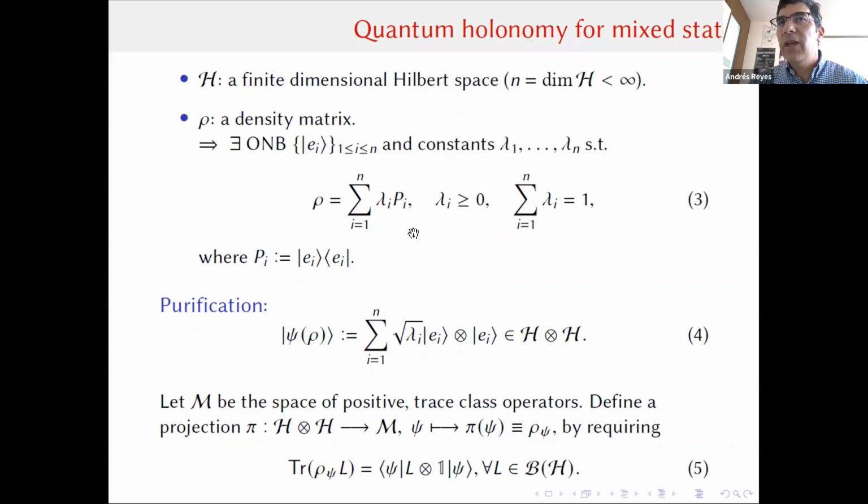In this context, the purification works quite easily. You just take the eigenvalues lambda i, which are positive or at least non-negative, so you take square roots, and if you have used projections given by this expression pi, then you construct a basis in a doubled Hilbert space, doubled in the sense of tensor product. This will be a pure state which has the property that when restricted to the first Hilbert space it will give back the original density matrix. So this is a purification of the state.